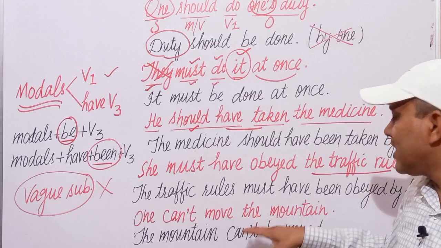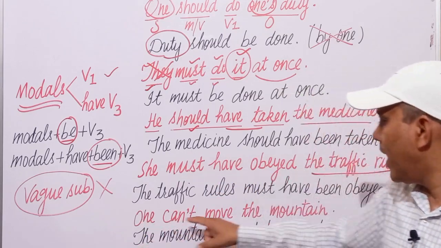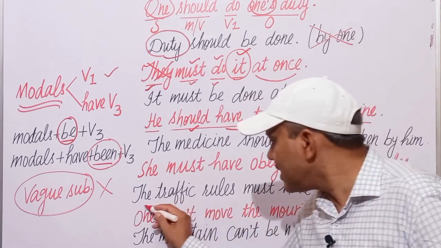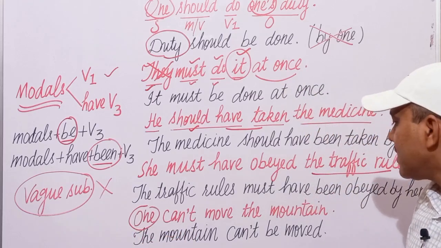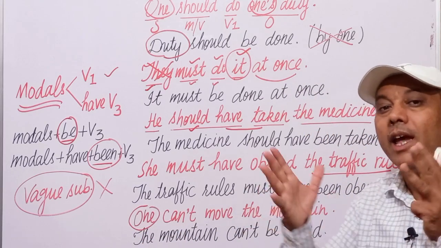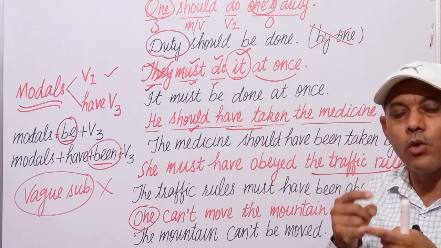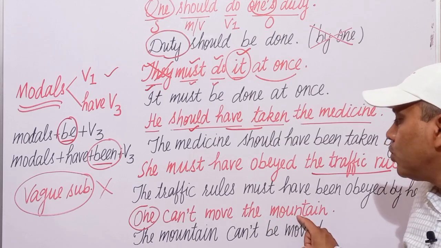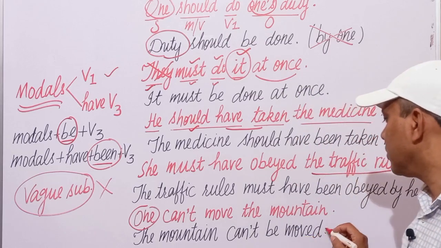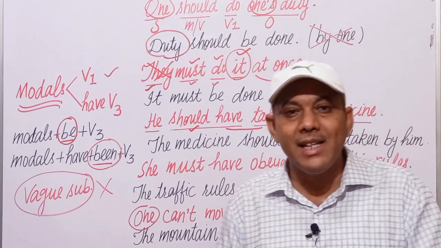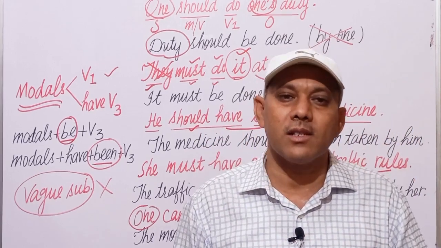And one can't move the mountain. Can you? Can I? None. One can't move the mountain. Here, this is known as the vague subject. It has no importance because what is important? The moving of the mountain is impossible. While transforming it into passive form, we shall write: the mountain can't be moved. In this way, we can change active voice having modal verbs into passive voice.